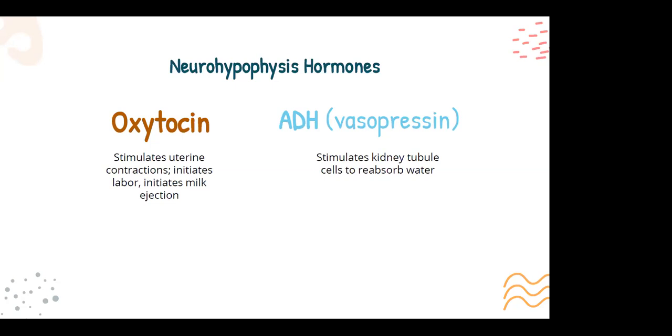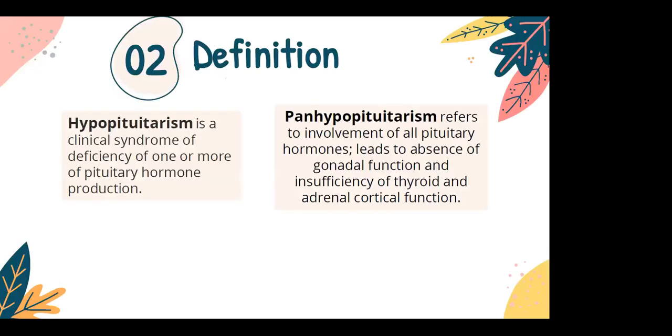The importance of knowing all of these hormones is because panhypopituitarism refers to involvement of all pituitary hormones. So we need to know the hormones to know about the clinical features based on the hormone involved. So basically, I put the definition of hypopituitarism and panhypopituitarism. Hypopituitarism is a clinical syndrome of a deficiency of one or more pituitary hormone production, while panhypopituitarism refers to involvement of all pituitary hormones. Pan means all. So it can lead to adrenal cortical dysfunction.